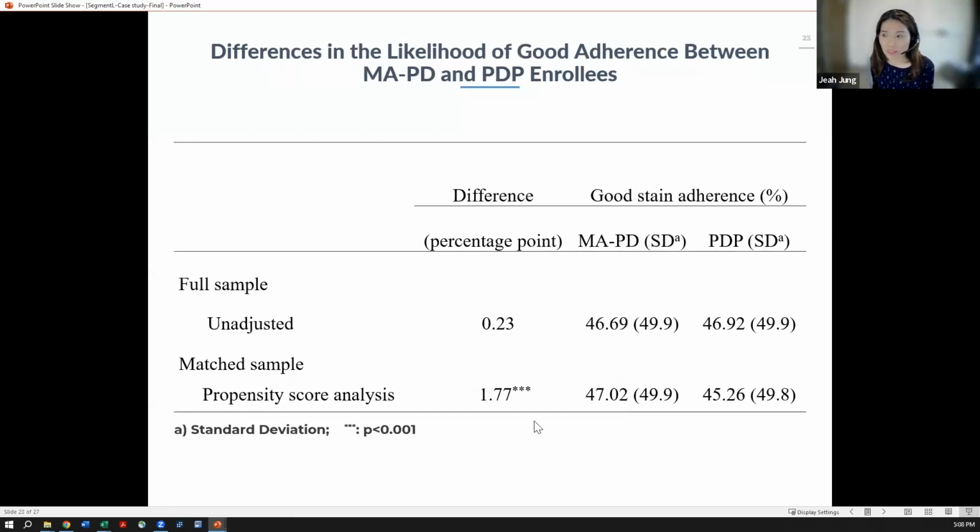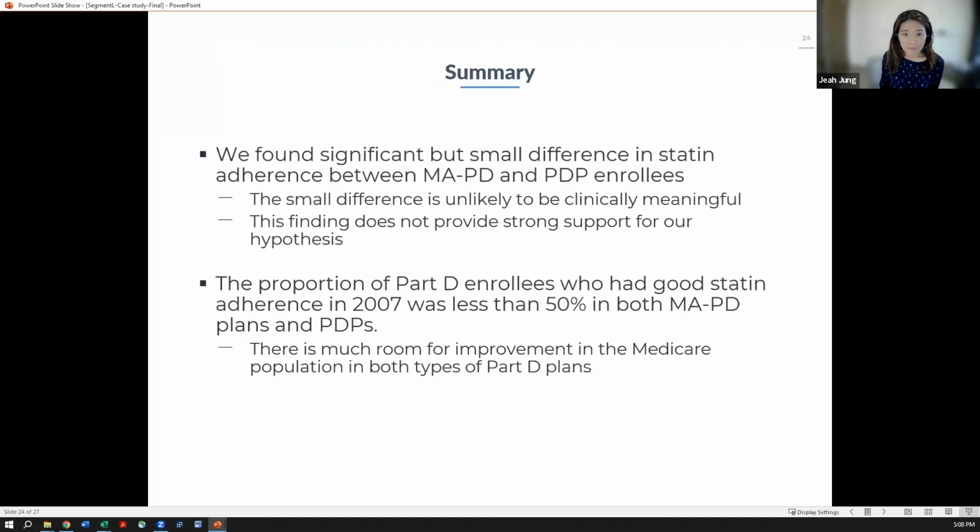Right. Now, the next result uses logistic regression, because we defined good adherence as an indicator, MPR greater than 80%. Again, in the unmatched sample, it was very similar between MAPD and PDPs. And in the matched sample, MAPD has a 1.7 percentage point higher probability of having good statin adherence, right? All right.